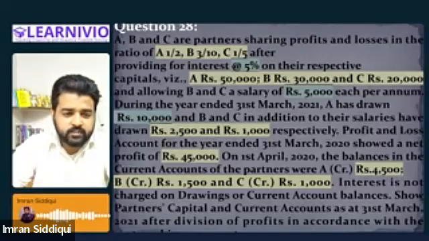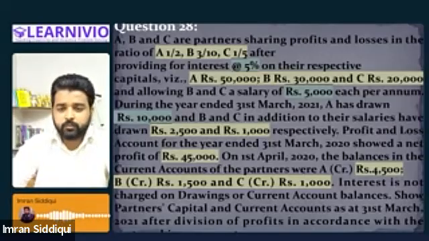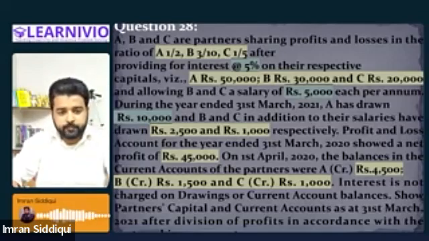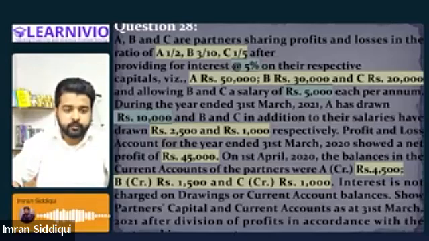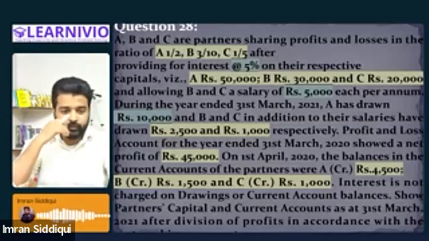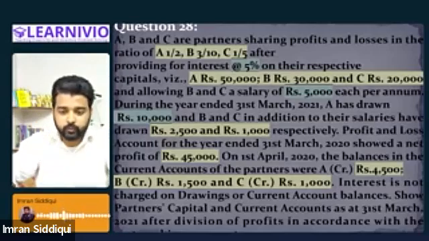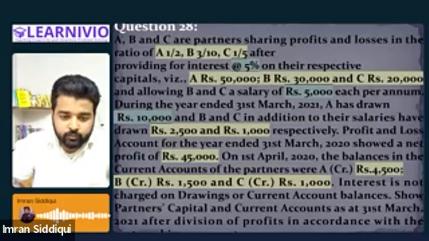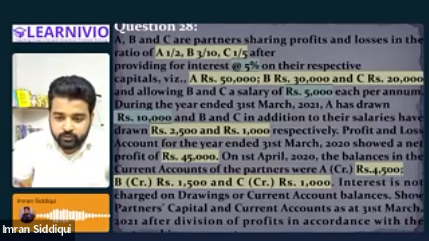It says A, B, and C are partners sharing profit and losses in the ratio of 1/2, 3/10, and C by 1/5. After providing for interest at the rate 5% on their respective capital, viz. 50,000, 30,000, and 20,000, allowing B and C salary of 5,000 each per annum during the year ended 31st of March 2021. A has drawn 10,000 and B and C, in addition to their salaries, have drawn 2,500 and 1,000 respectively.